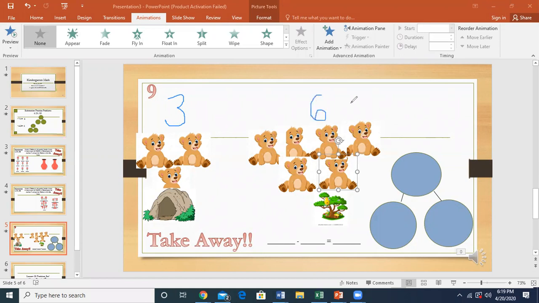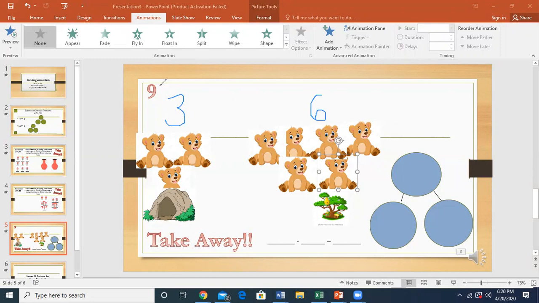So I have 3 very important numbers. I have 9, which is what? What is 9 in this problem? Good job, guys. 9 is my total. 9 is my total number of bears. 3 and 6 are the bears that broke down from the number 9.